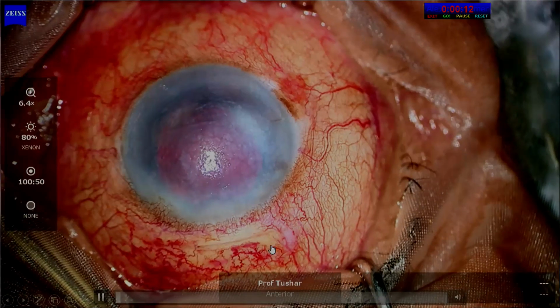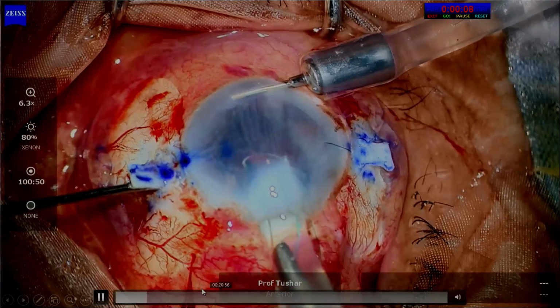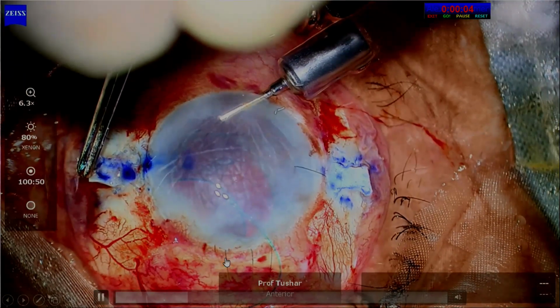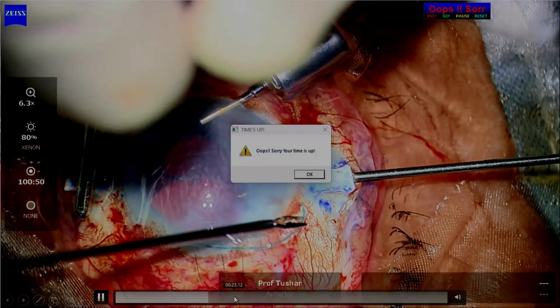Firstly, this wound was there. The first step was to close this wound. So this wound was closed, an incision anterior to it was made, and a 3-piece IOL was placed after making the scleral flaps.